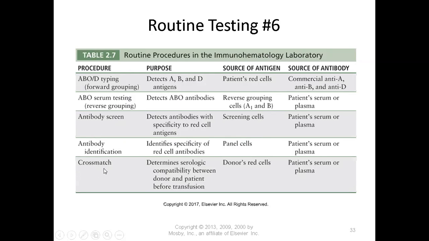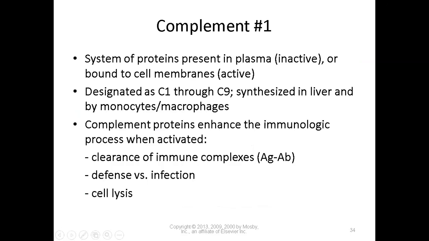Then the last one here, the cross match, is done with the donor red cells we're thinking of transfusing into the patient. So we take some of the donor red cells and we combine them with our patient's serum or plasma, and in this case we don't want to see agglutination, and that means they're compatible, meaning that if we transfuse these red cells into this patient, we expect a good outcome. And we'll be building on all of these tests as we go through.